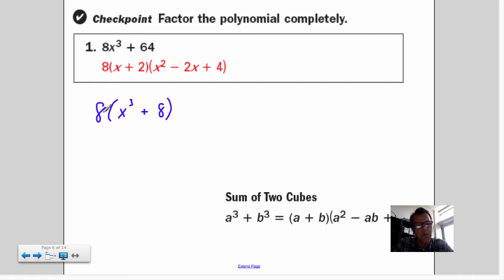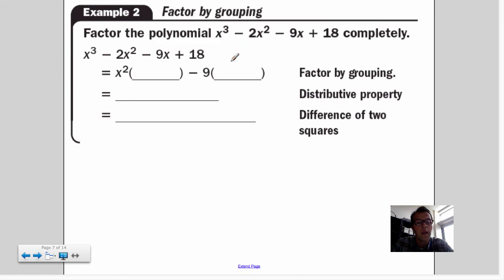Hopefully your first step was to factor out an 8, and then you could recognize that this a would be x, and b is going to be 2. And then I grab the formula right here. You would just plug into the formula and get the final answer. Again, final answer in red.